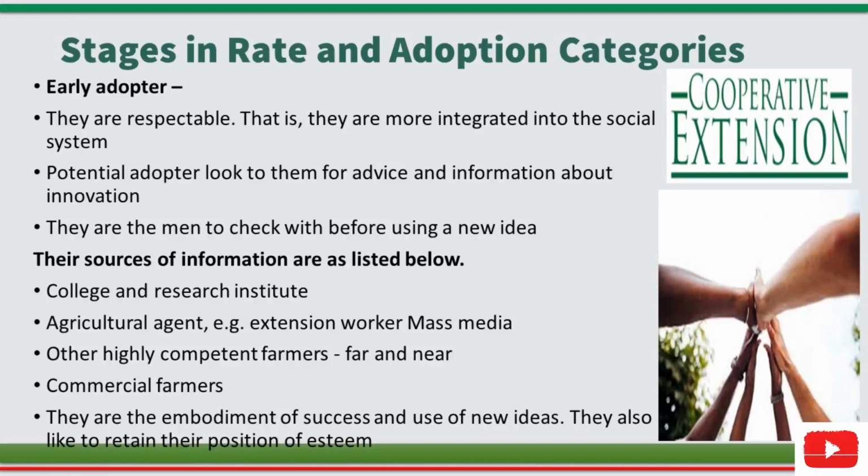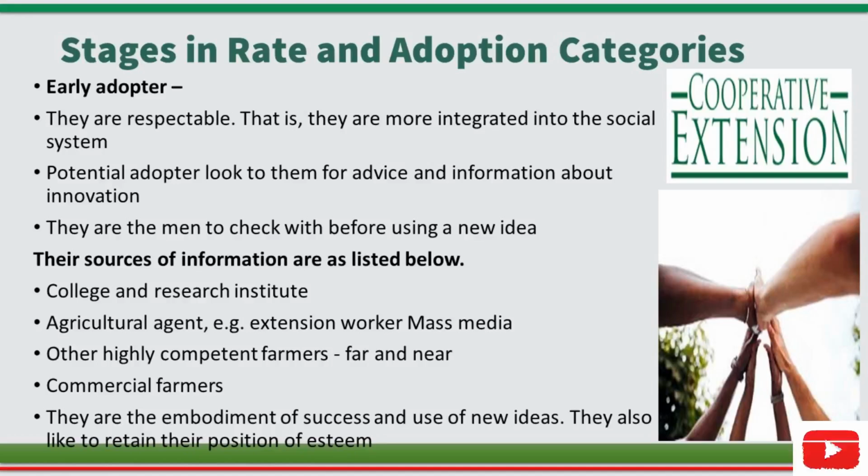Now, early adopters are practical, they are respectable people. That is, they are more integrated into the social system. These early adopters are potential adopters. Potential adopters look to them for advice because they are the early ones to use such innovation. They are the men to check with before using a new idea. Their sources of information, like we said, are colleges, research institutes, commercial farms, and competent farmers.